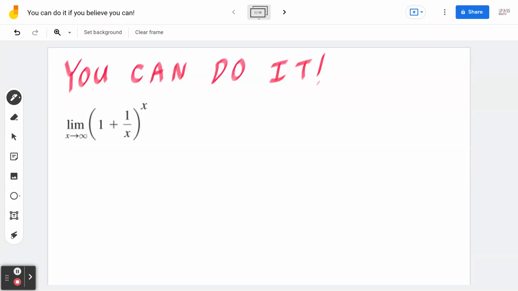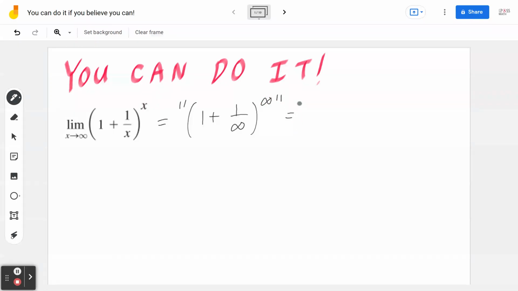Hi everyone. Let's take a look at the following limit. Find the limit of (1 + 1/x)^x as x is approaching infinity. Now the first step is you can plug it in, and I'll put this in quotation marks. This is going to give you (1 + 1/infinity)^infinity.